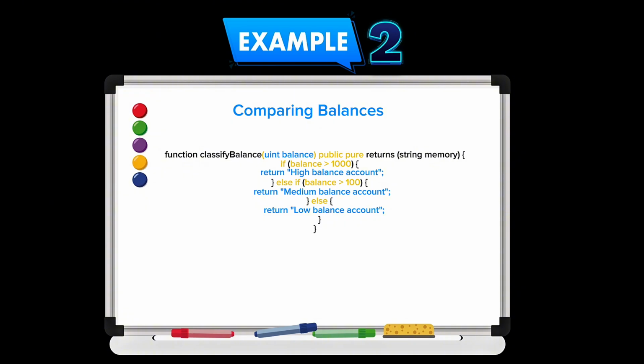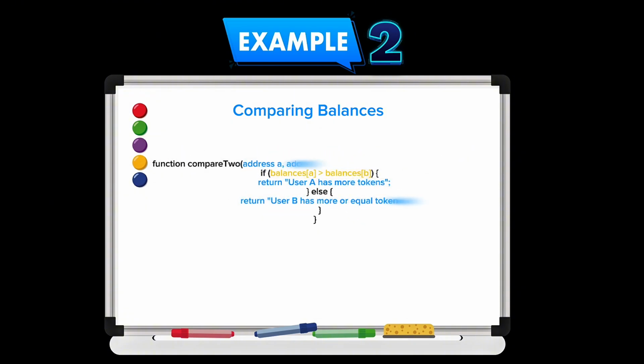You could also compare two addresses' balances. Like a function that compares two addresses, here we simply used an if and an else. If one user's balance is higher, we do one thing. Otherwise, including the case they are equal, we do the other. Each condition controls the contract logic clearly.